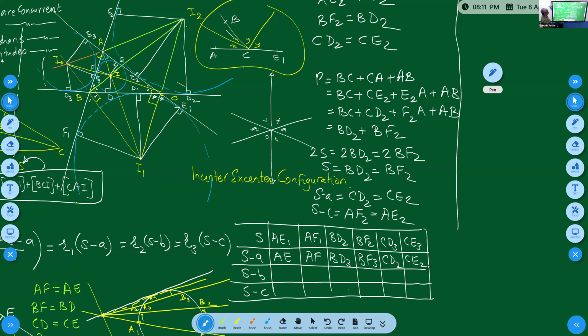S minus B: C1, A, AF3, BD, BF because of inside. So CD2, CE2, S minus B. CE1, CD1.